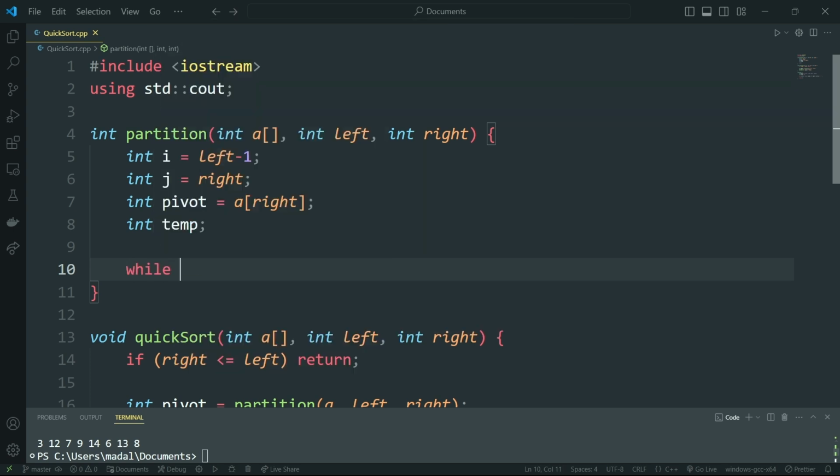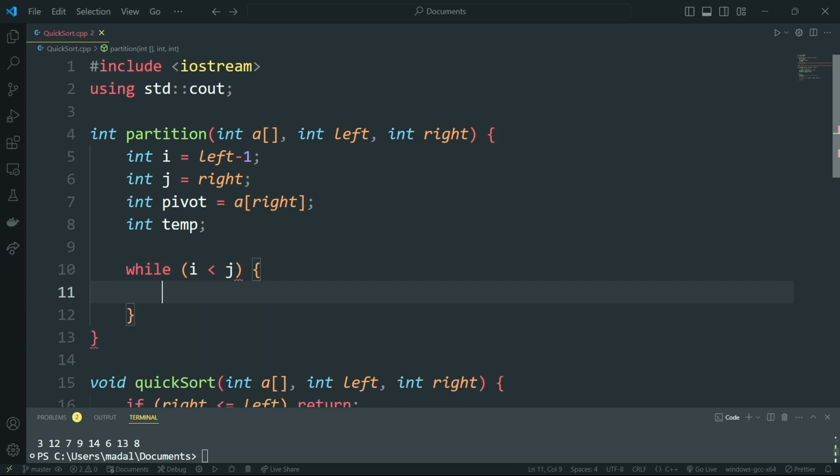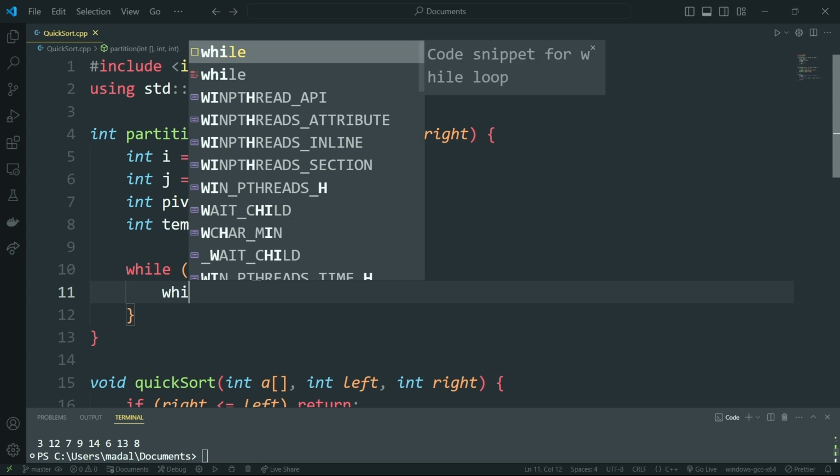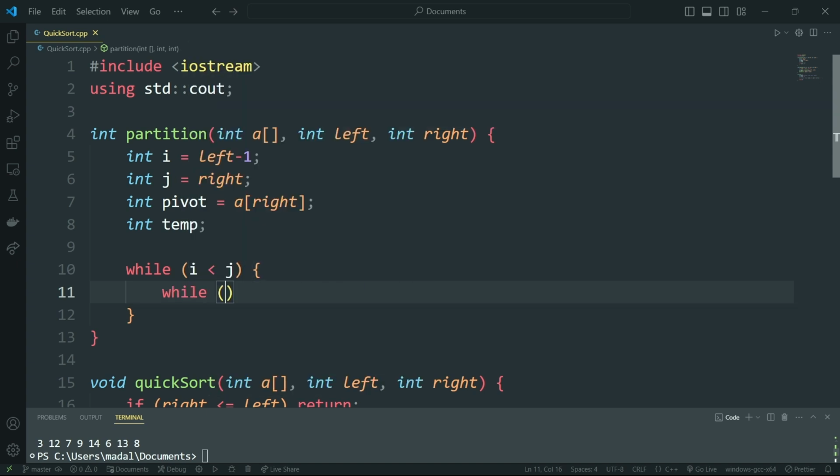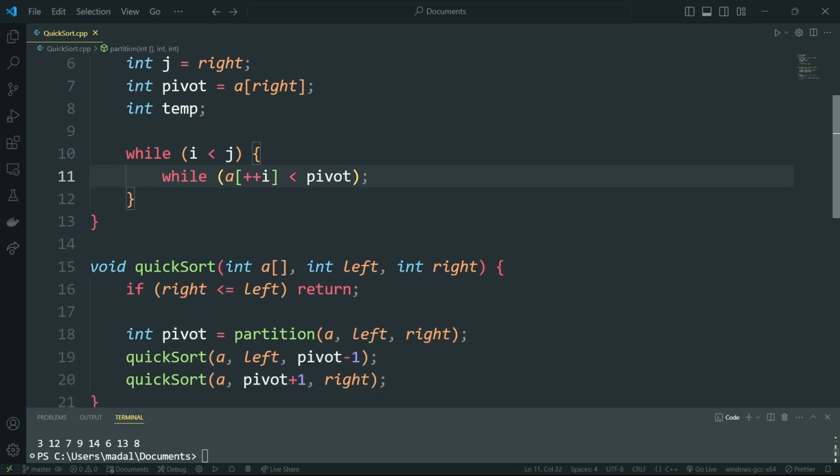Now our actual algorithm is going to be a while loop. So while I is smaller than J, we're going to increment I, right? So how are we going to do that? I'm actually going to use a while loop. I'm going to say a at ++I is smaller than the pivot. And I'm just going to end this here, right? This while loop is just going to have this one line. Basically, while the index I of my array is smaller than my pivot, I'm going to increment it, okay?